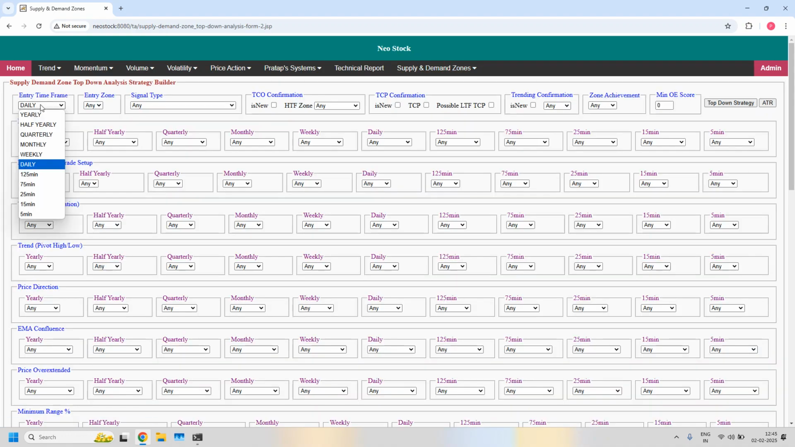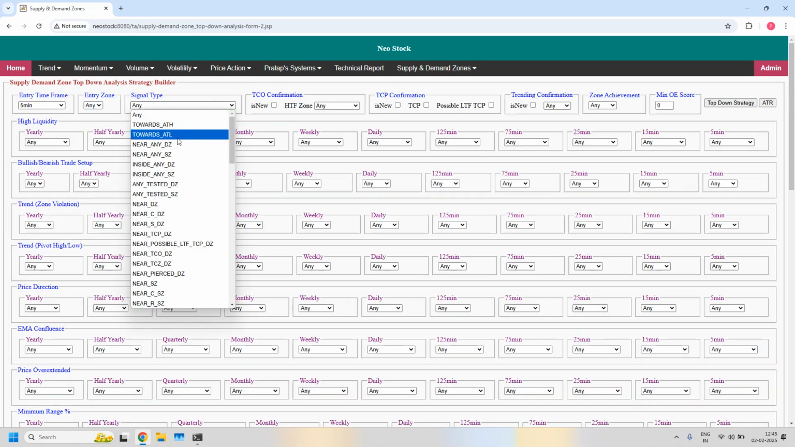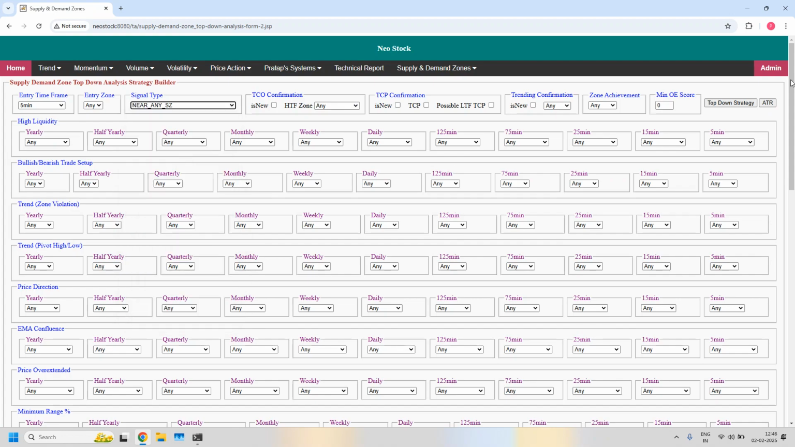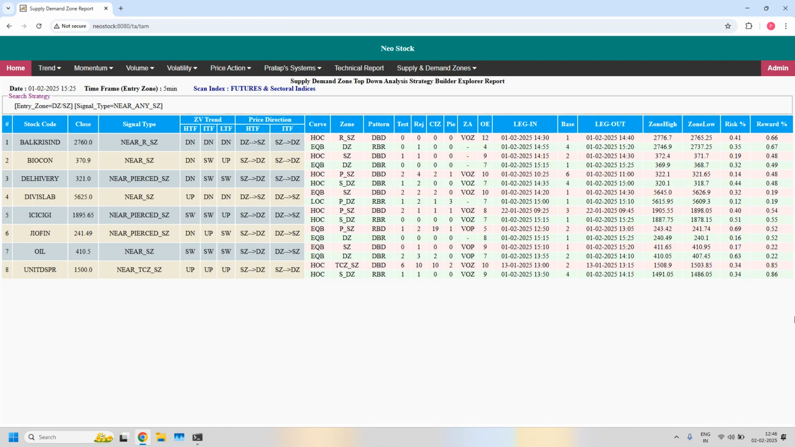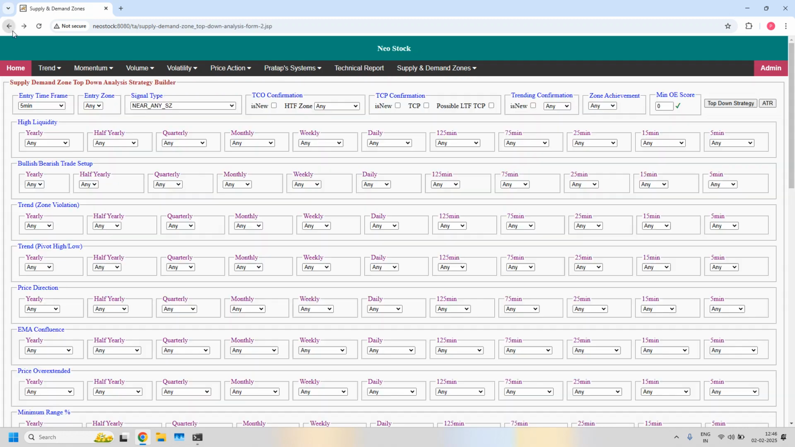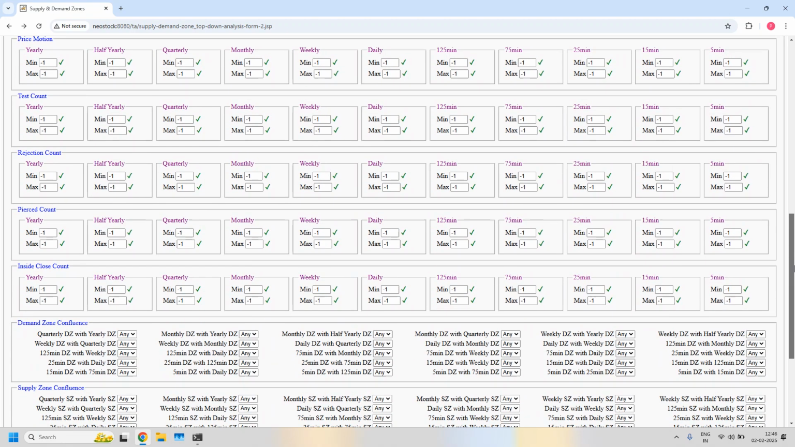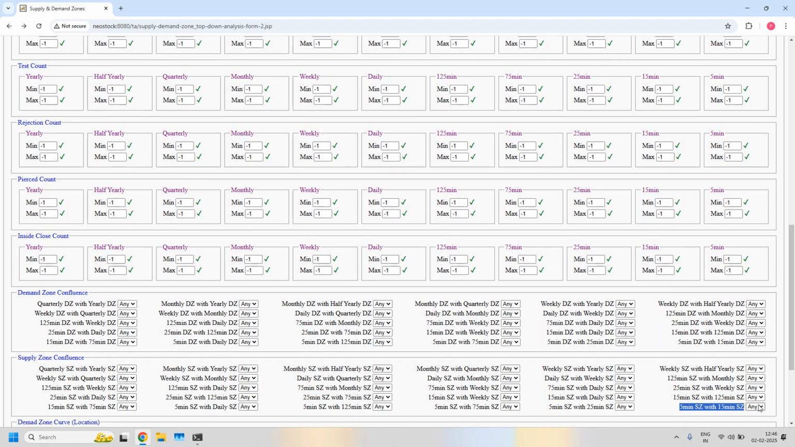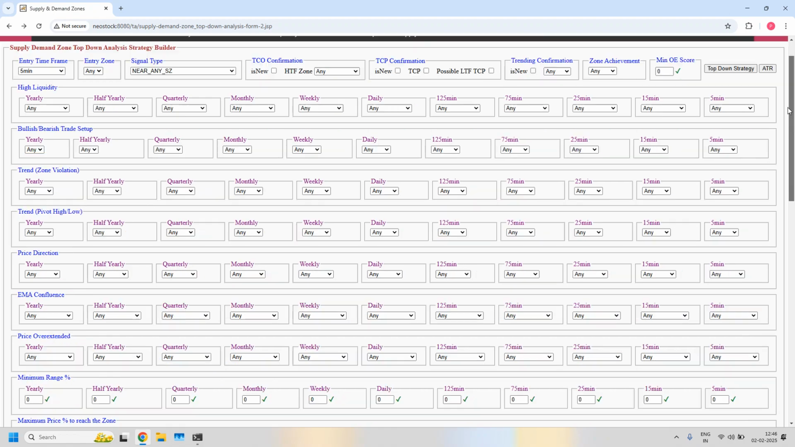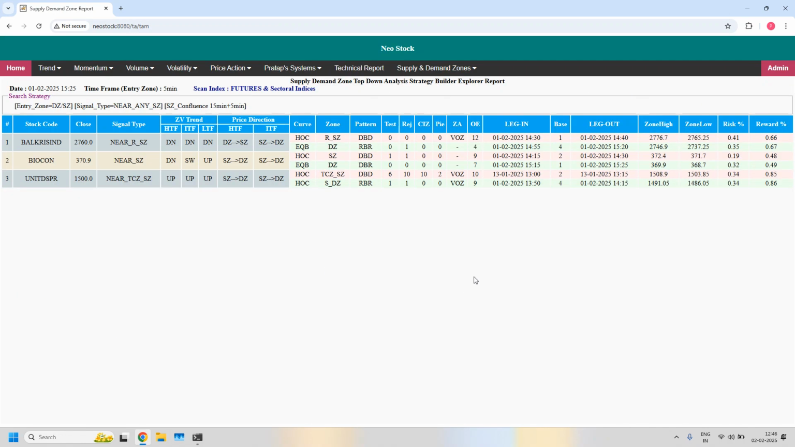Okay, next for the 5 minutes time frame, stocks near the 5 minutes supply zone. We got 8 stocks. Out of these 8, how many supply zones have ITF supply zone confluence? Let us verify. That is 5 minute supply zone with 15 minute supply zone confluence. I am enabling the filter. With this filter, we got 3 stocks. The third one is a pierced zone. Okay, these are the stocks near demand and supply zones for different time frames.